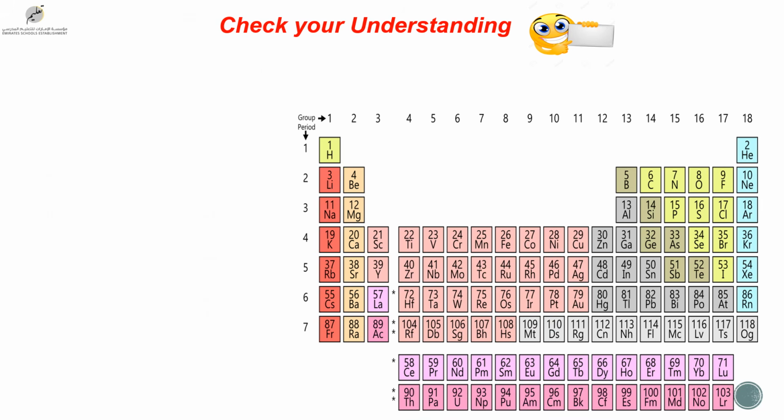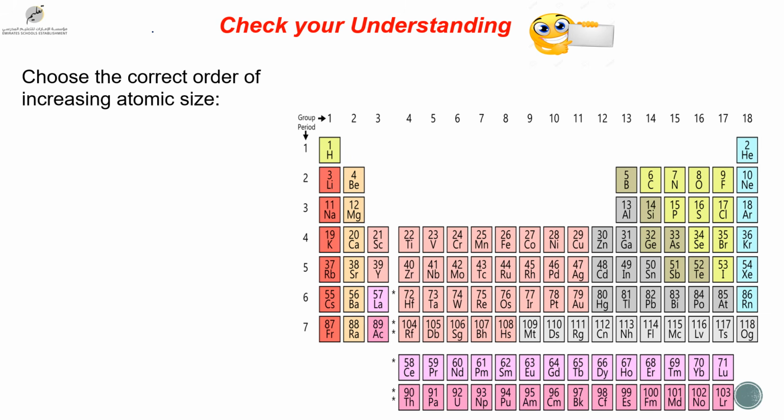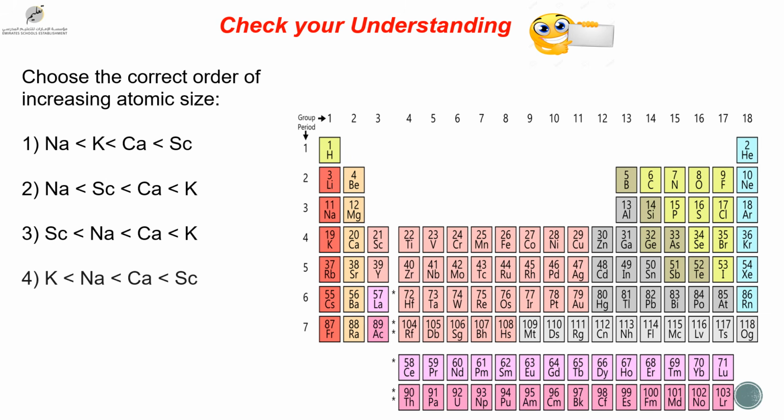Okay, now let's go and check our understanding. Choose the correct order of increasing atomic size. So do you see these 4 atoms? I want you to order them من الأصغر إلى الأكبر بالنسبة للحجم, from the smallest to the biggest. Okay, you can stop the video, try, and then come back. Alright, so if you have something like this, guys, you can just try and remember what happens from left to right. So the size will decrease, and up to down the size will increase.